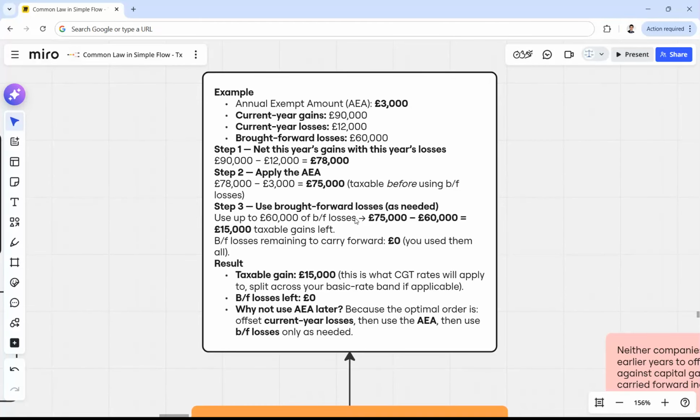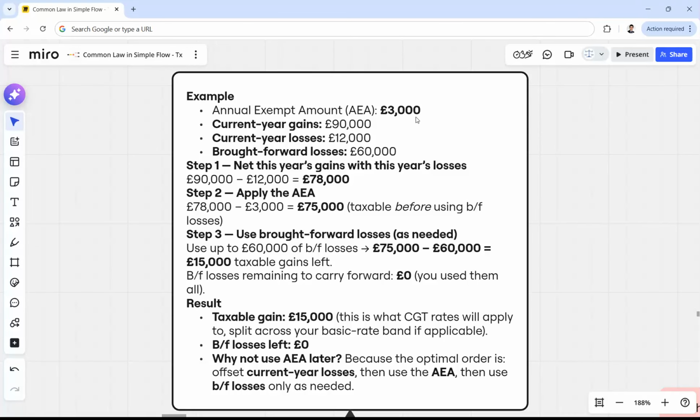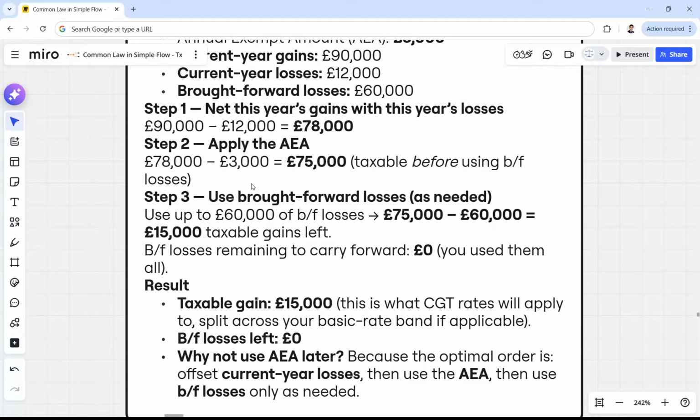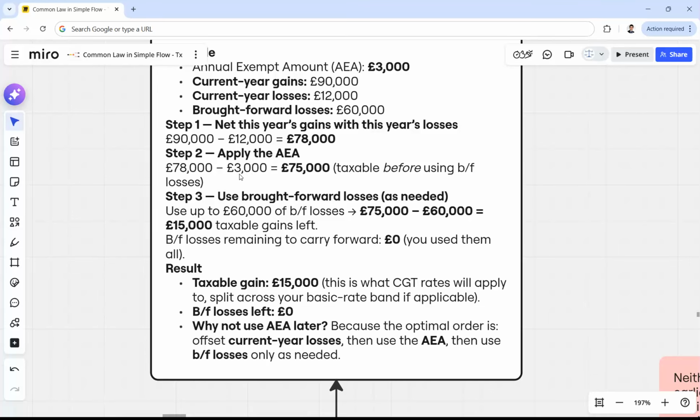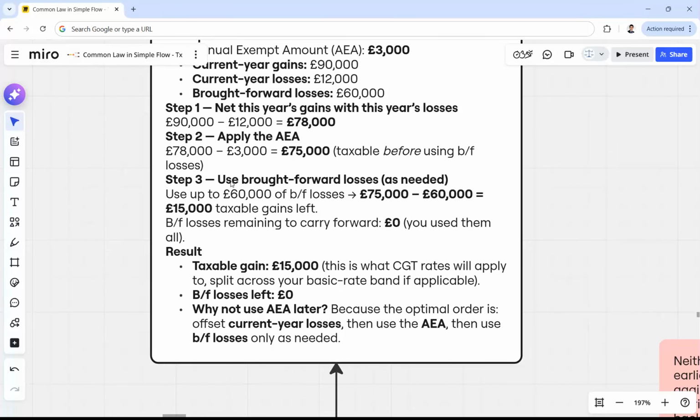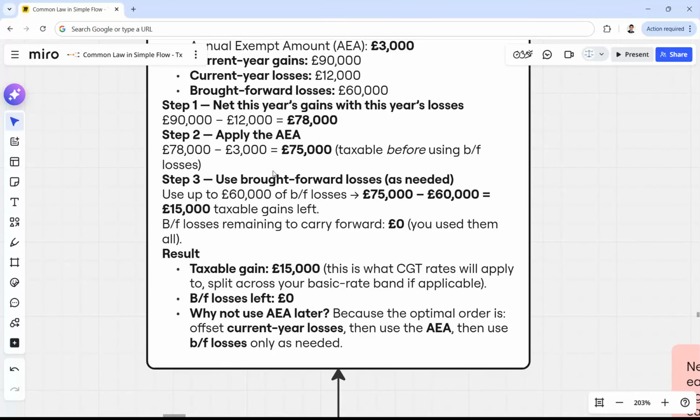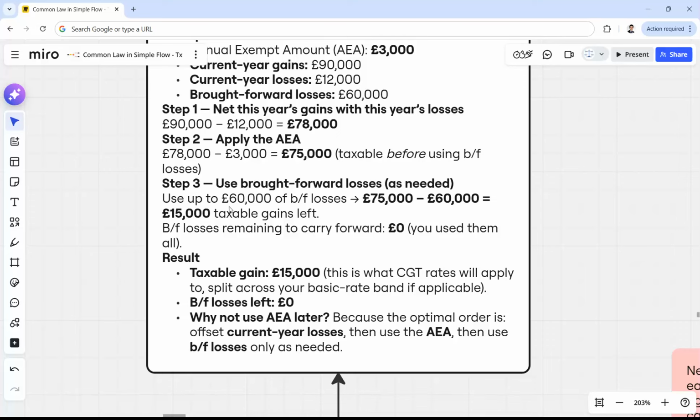Now a huge giant example. Annual exempt amount is £3,000. Current year gains is 90,000. Current year losses is 12,000. Brought forward losses is 60,000. Step 1. Net this year's gains with this year's losses. It's 90,000 minus 12,000. Then we'll have 78,000. Then we're applying AEA, the allowance, and this will be 3,000. So we will have 75,000 taxable before using our brought forward losses, the losses from previous years.